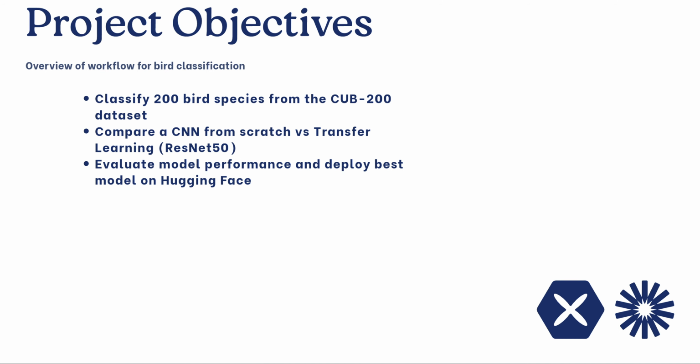The goal of this project was to classify 200 bird species from the Caltech UCSD birds dataset. I started by developing a CNN model to understand the basic learning process and later moved to transfer learning using ResNet 50. And at the end, the best model amongst the both was deployed on Hugging Face for live prediction.